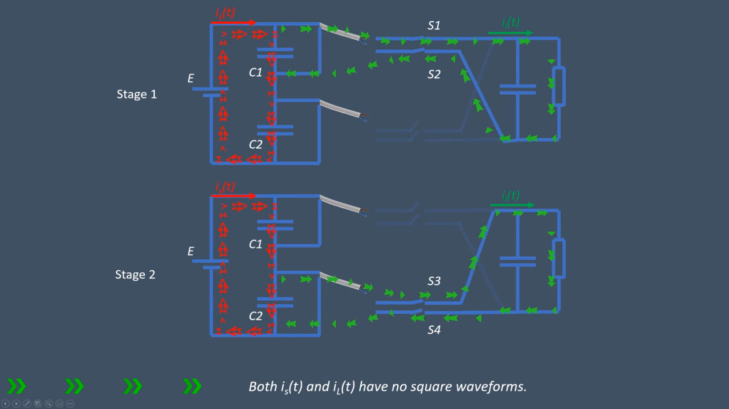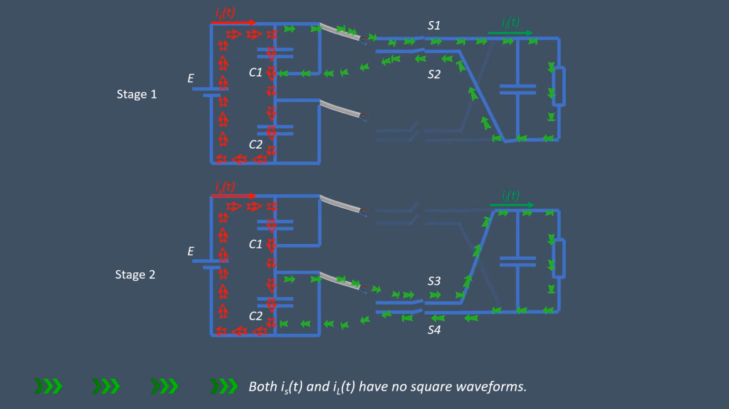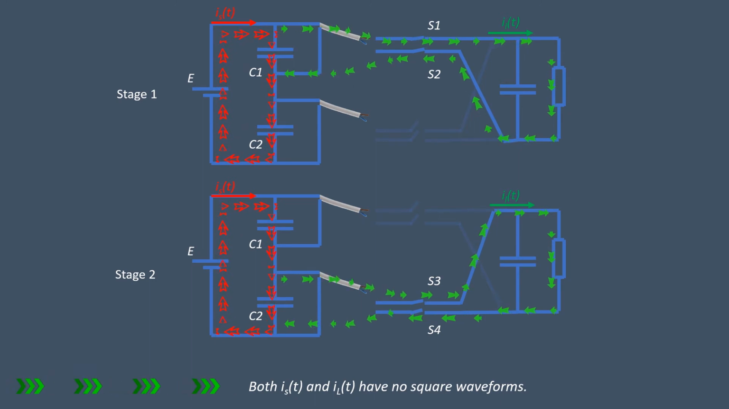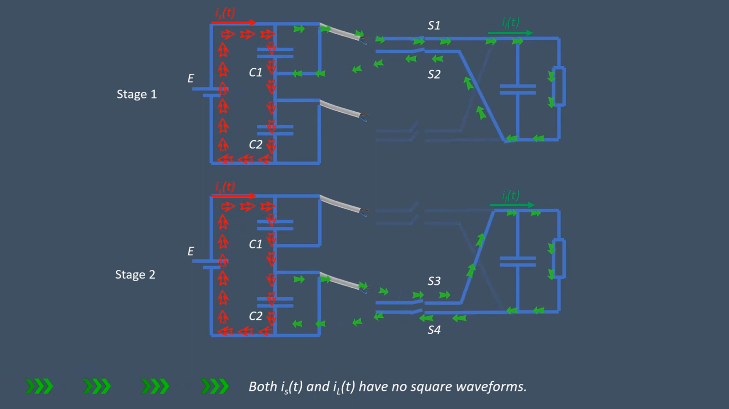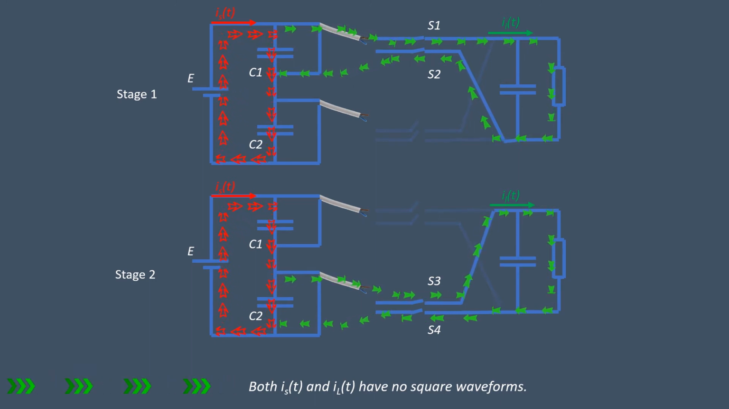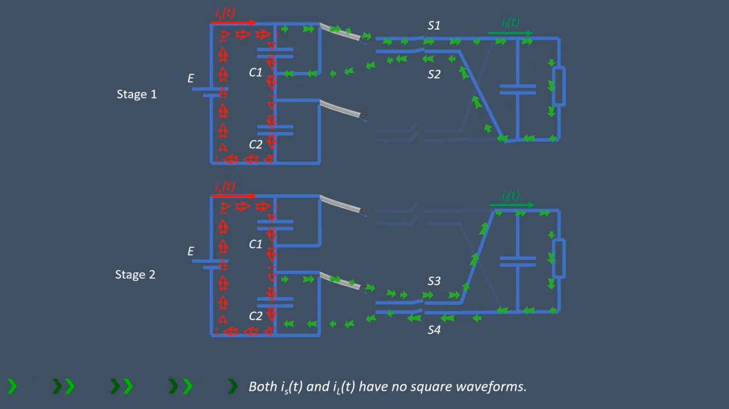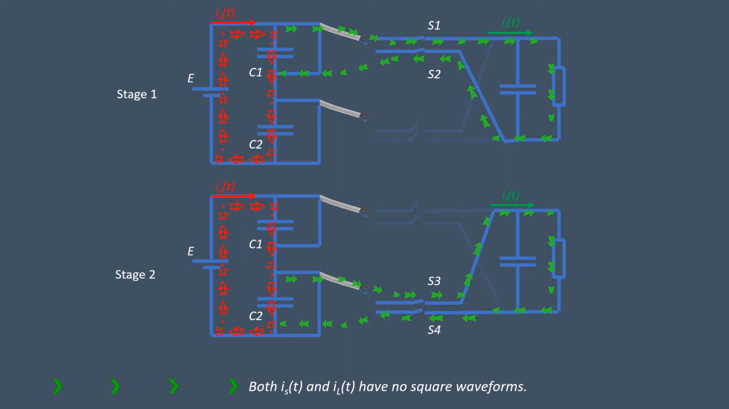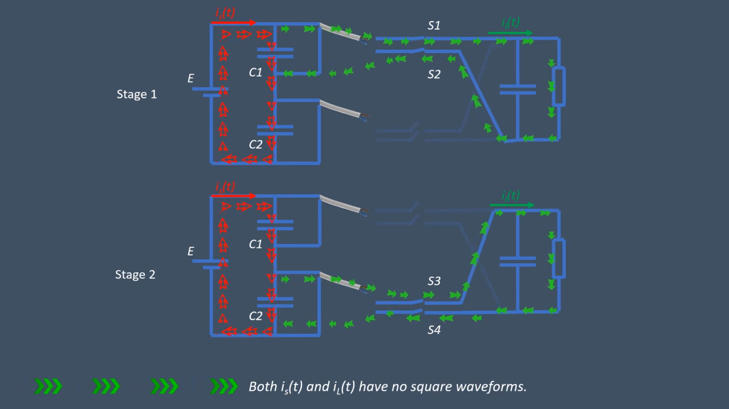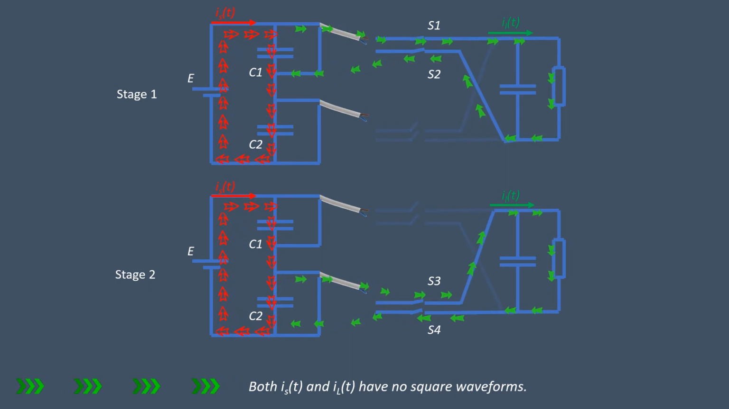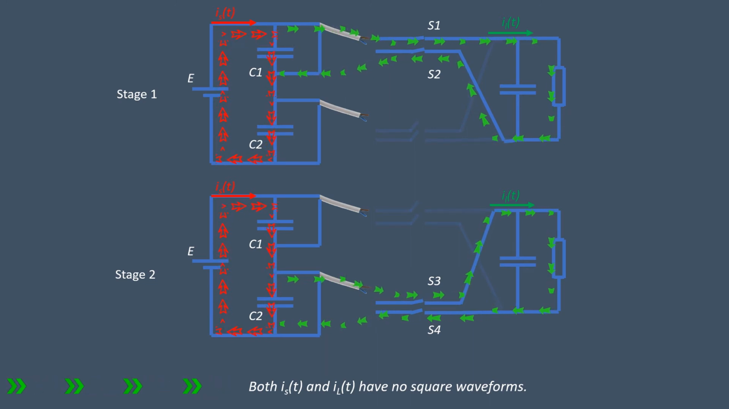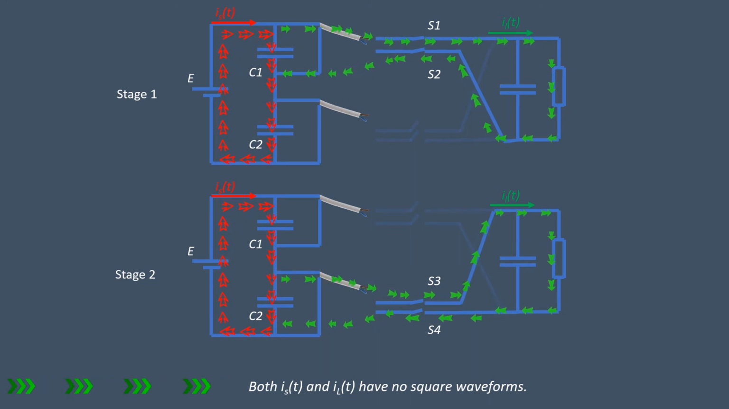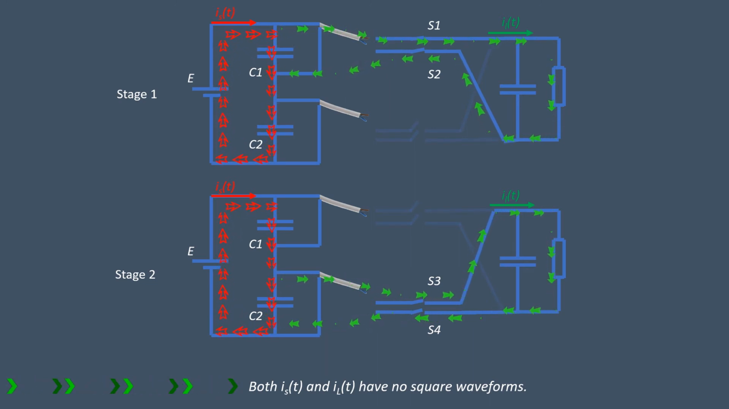Our SAC converter has two operating stages. In both stage 1 and stage 2, the analog divider acts as the red loop, and VC1 equals VC2 equals E over 2. In stage 1, S1 and S2 are closed, so that C1 is discharging to the load, and VL equals VC1. In stage 2, S3 and S4 are closed, so that C2 is discharging, and VL equals VC2.